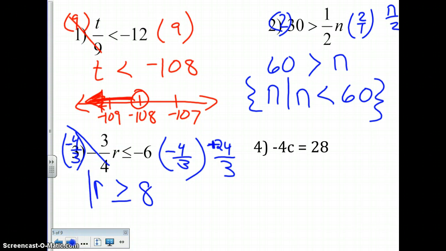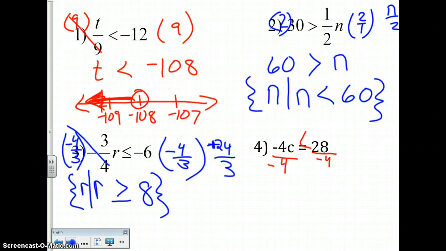If we put this into set builder notation, it looks like this. Finally, our fourth example on this page, -4 times c equals 28. In this case, we're undoing multiplication. I would go ahead and undo that with division. We're dividing -4 divided by -4.